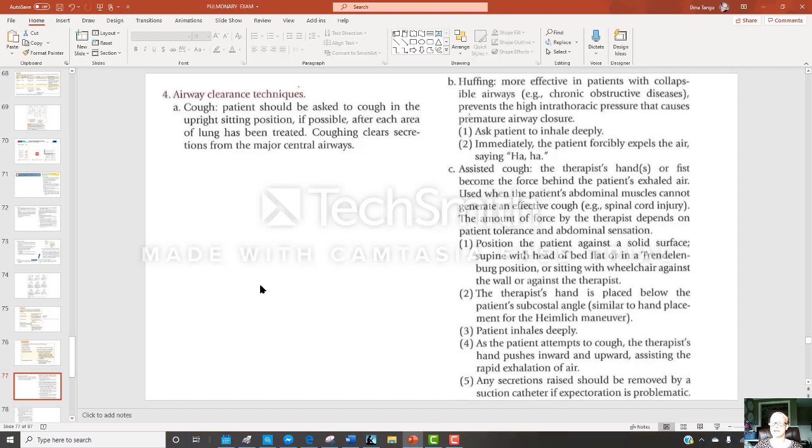Position the patient against a solid surface, supine with head of bed flat or in Trendelenburg position, or sitting in wheelchair against the wall or against the therapist. The therapist's hand is placed below the patient's subcostal angle, similar to hand placement for the Heimlich maneuver. Patient inhales deeply. As the patient attempts to cough, the therapist's hand pushes inward and upward, assisting the rapid exhalation of air. Any secretions raised should be removed by the suction catheter if expectoration is problematic.